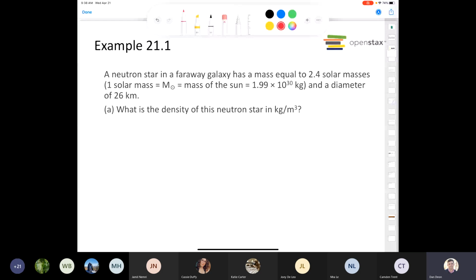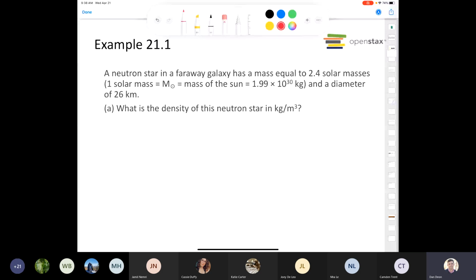It says a neutron star in a galaxy that's far away has a mass that's equal to 2.4 solar masses. It tells us what one solar mass is: 1.99 times 10 to the power of 30 kilograms. Is it just me or is that heavy? Yeah, that's pretty heavy. Anyhow, and it has a diameter of 26 kilometers. What's the density of the neutron star? And they tell us that we want to calculate it in kilograms per meter cubed.